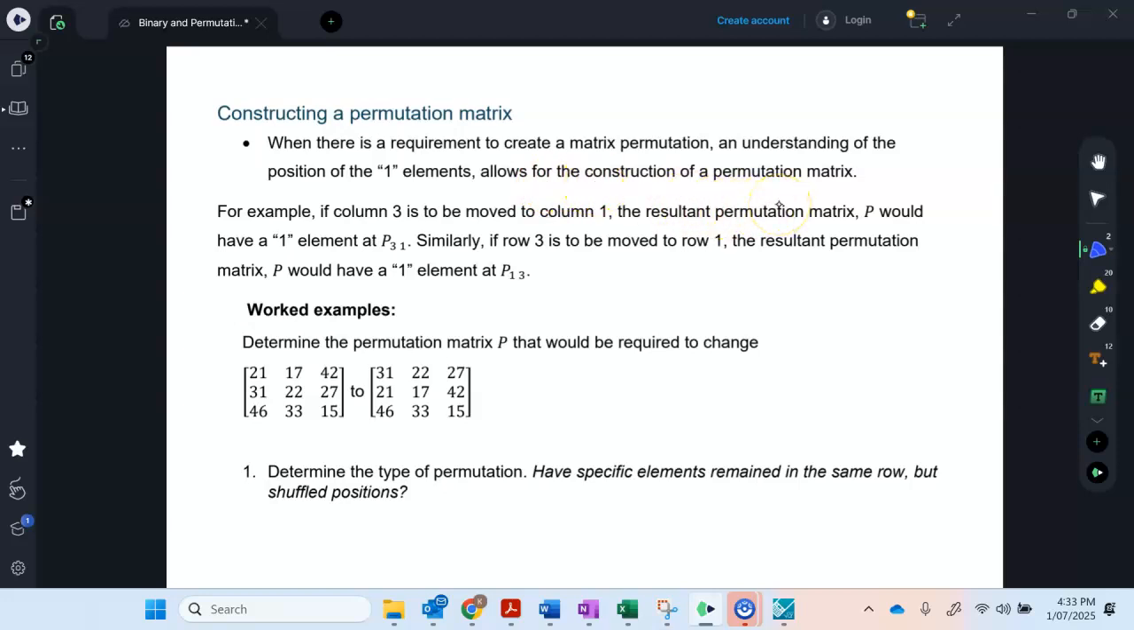So that just means if you have an understanding of how they move, then you should be able to do your permutation matrix. It does require a bit of practice, and obviously you've got a bound book. Why not put an example in your bound book?